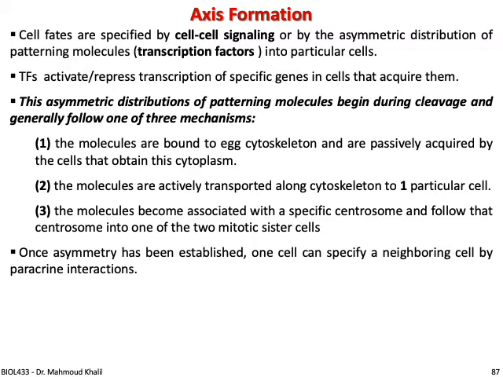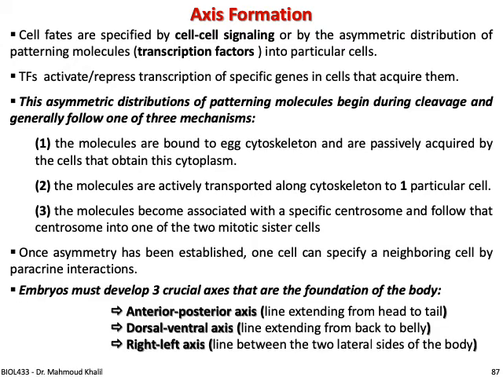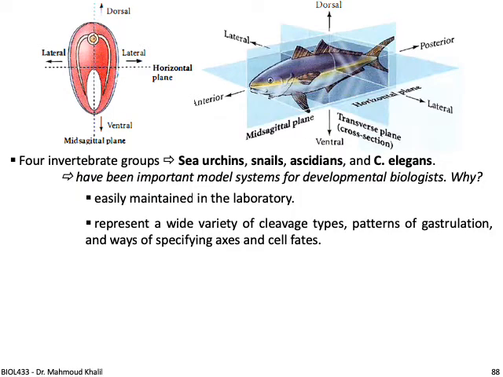Once this asymmetry has been established, one cell can specify a neighboring cell by paracrine interaction. So the embryo, by the end of axis formation, has developed three crucial axes: the anterior-posterior axis, the dorsoventral axis, and the right-left axis. And you can see here from the figure how these axes are illustrated.